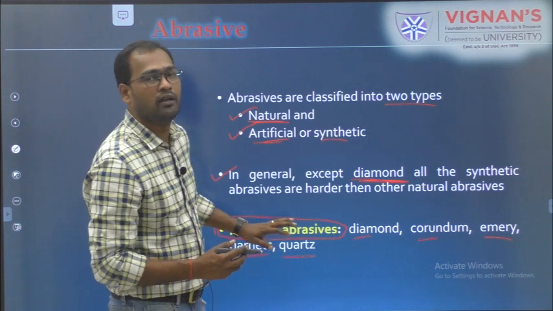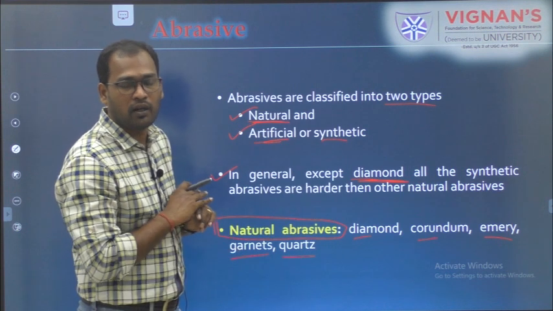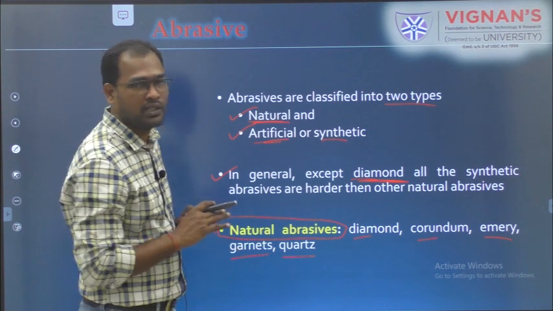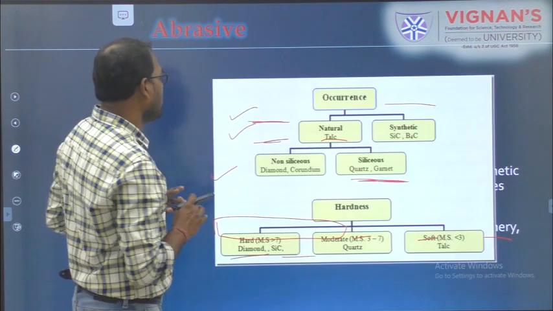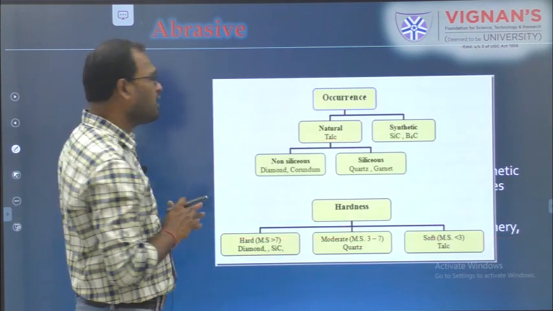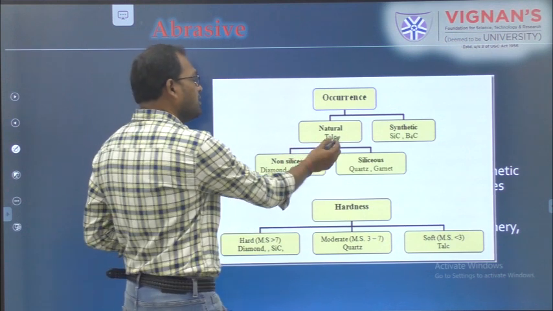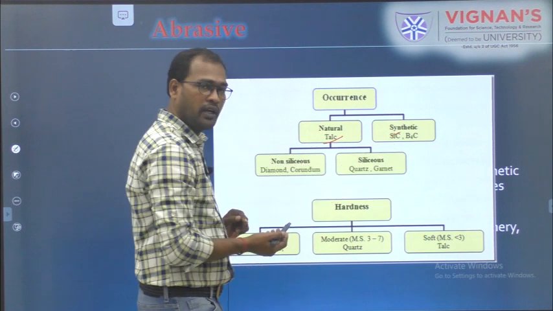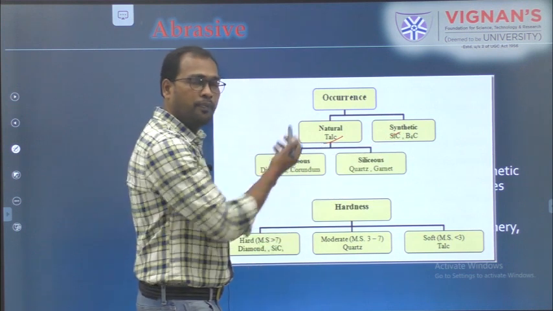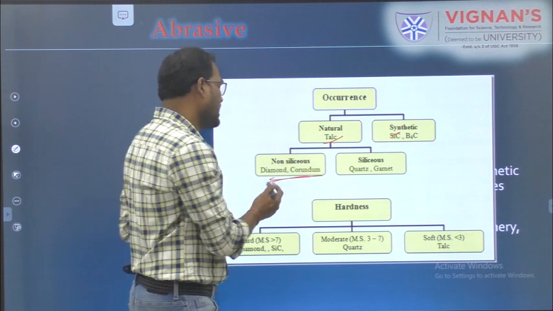Okay. See, these are widely used natural abrasives used for smoothing the surface or polishing any metal surfaces. Okay. Right. So there is another classification of abrasives, right. So as I said, natural and synthetic. Okay. And these natural abrasives can also be classified based on the amount of silica content.